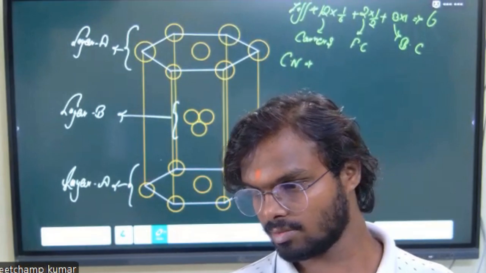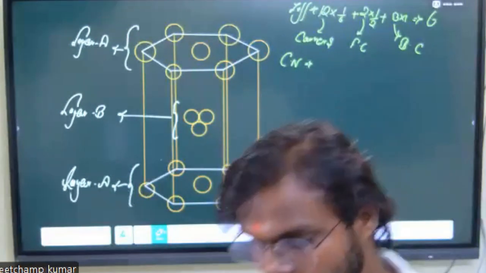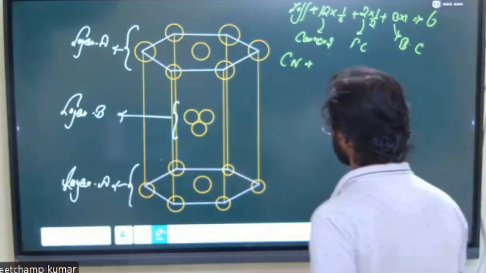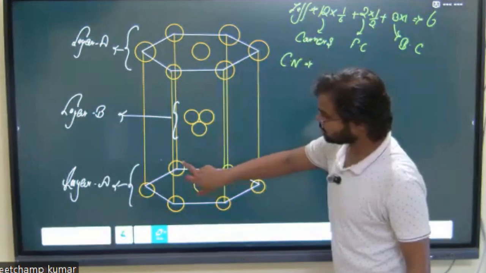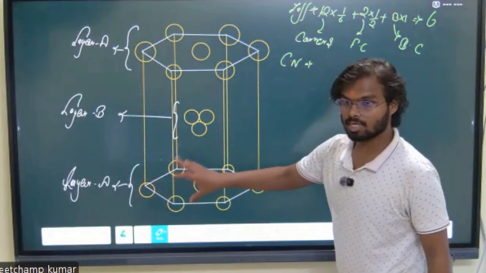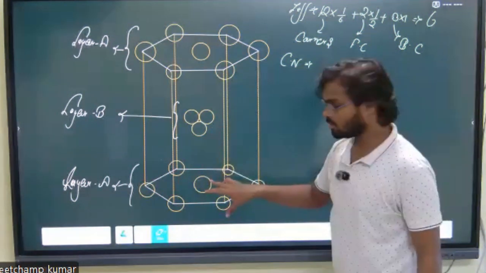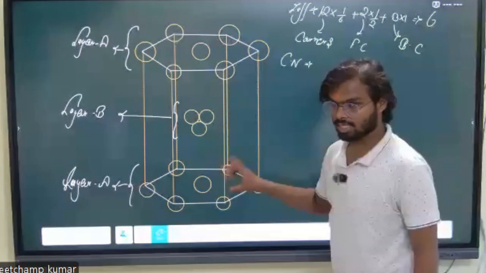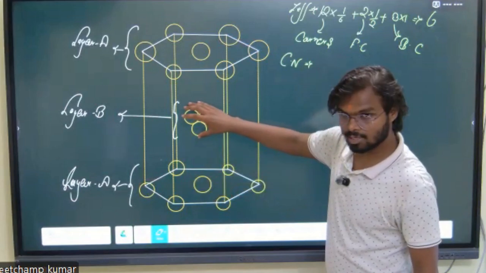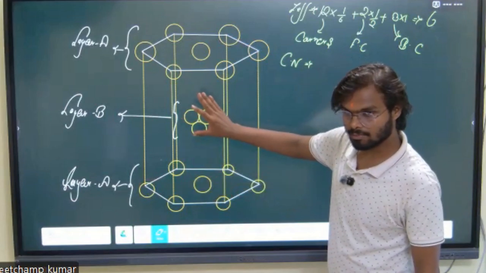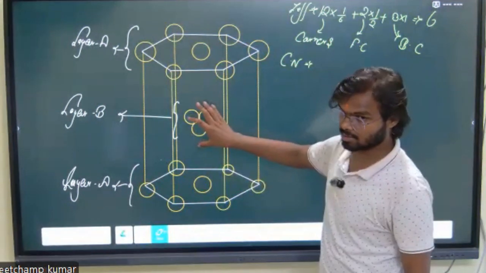How many atoms, sir? Is it 6? Let us see this atom. See, this atom will be touched by all these corner atoms, right? This atom will be touched by all the corner atoms. Clear? Now, this atom will also be touched by these 3 atoms. So this is 6. 6 plus 3 is 9, right?